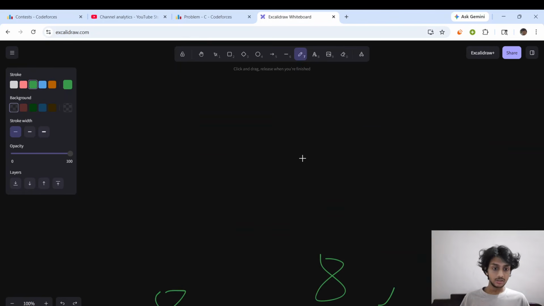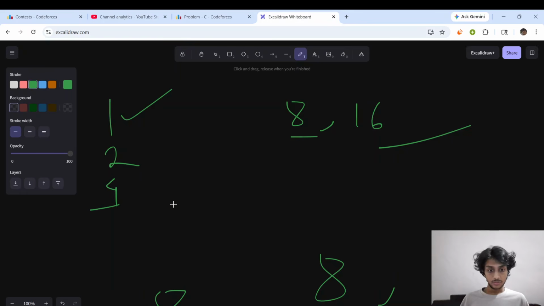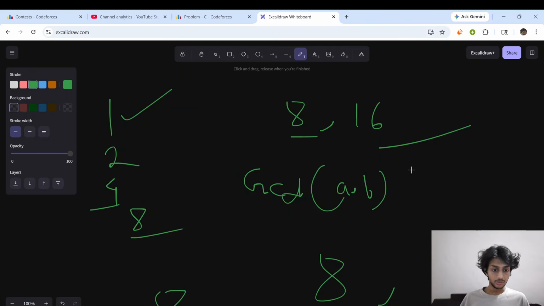Let us double check if it's working. 1 is an answer, yes, 1 divides both of them. 2 is an answer because 2 divides both of them. 4 is an answer, 4 divides both of them. 8 is an answer, 8 divides both of them. Anything more than 8 will not work, because it will not divide the minimum limit, which is 8. And we also know GCD of a comma b is always less than or equal to the minimum of a comma b.